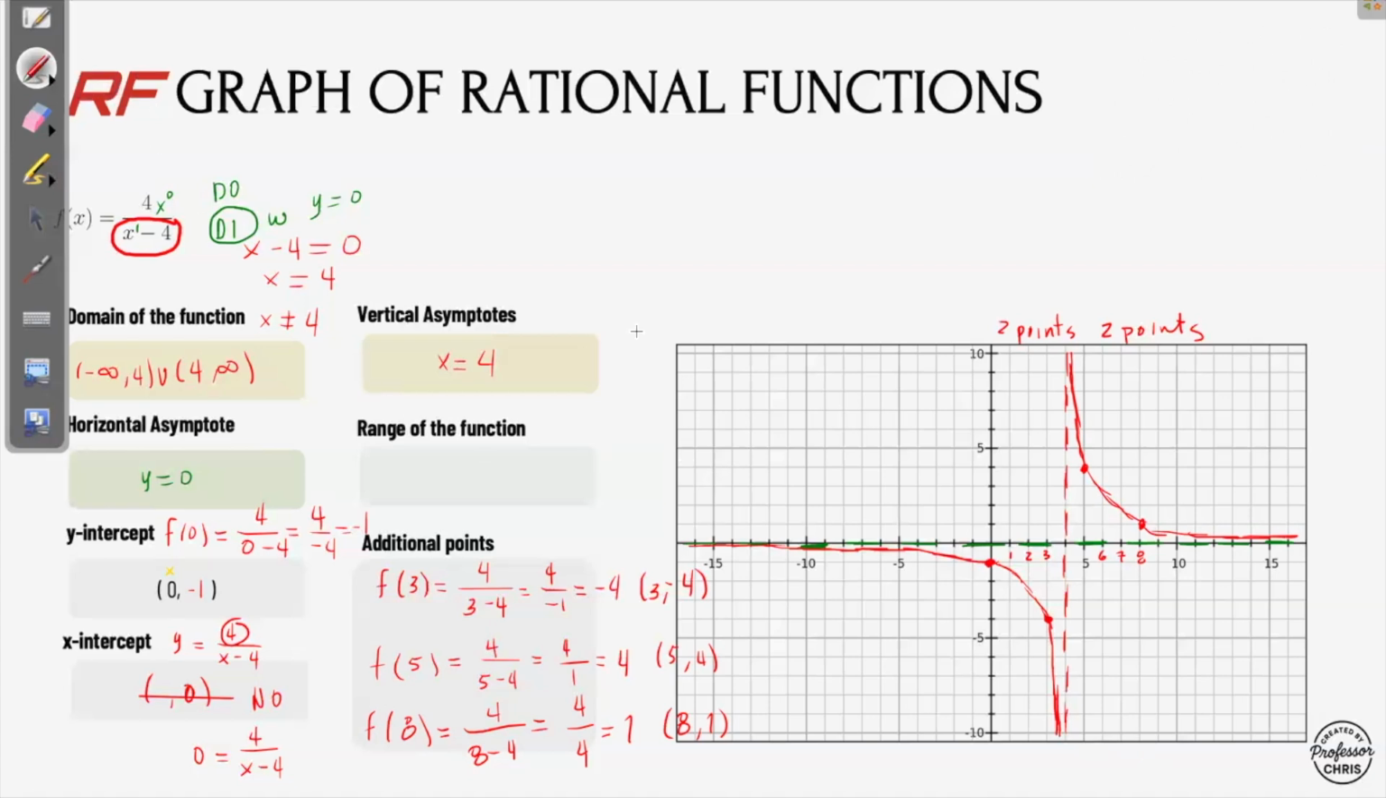In reality, the graph is this. The asymptotes are kind of guidelines, the skeleton that allows you to figure out which values this graph is approaching. But this is what we are going for as the graph of this function.